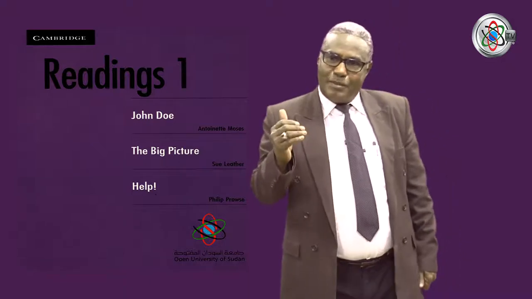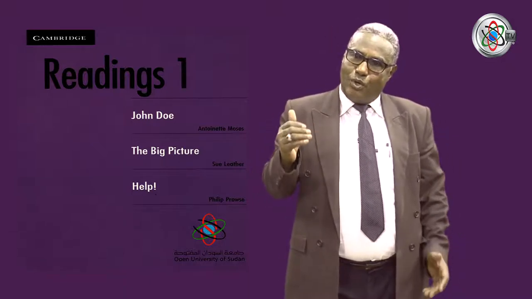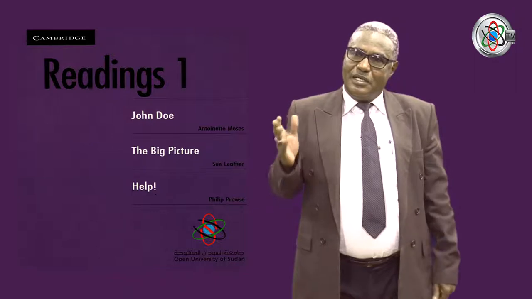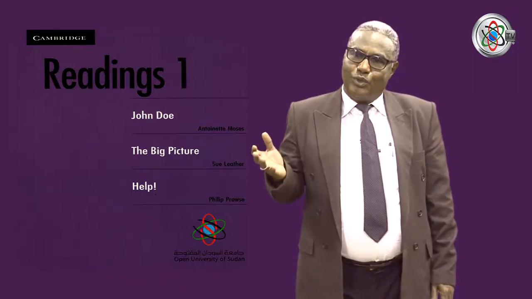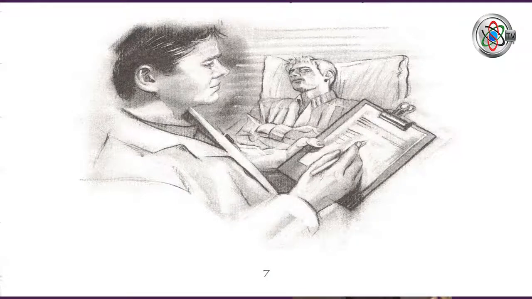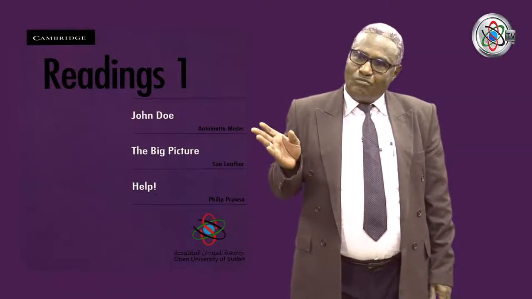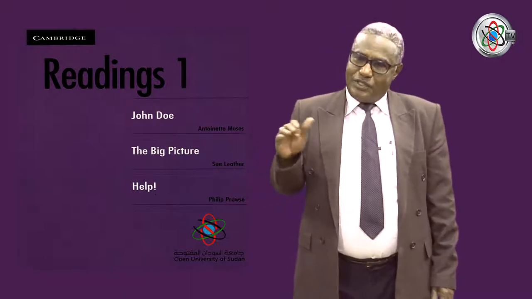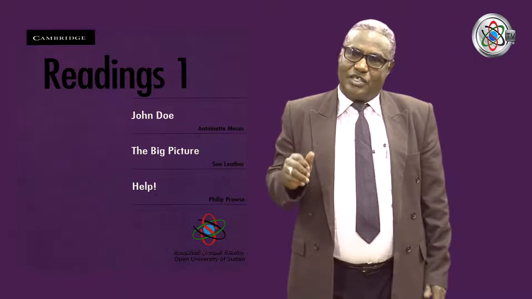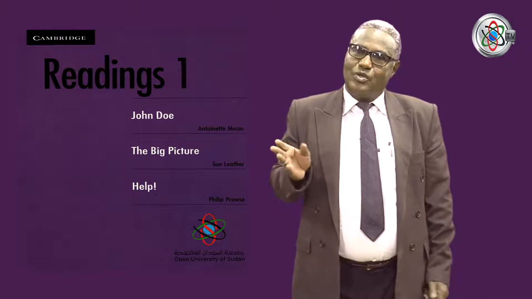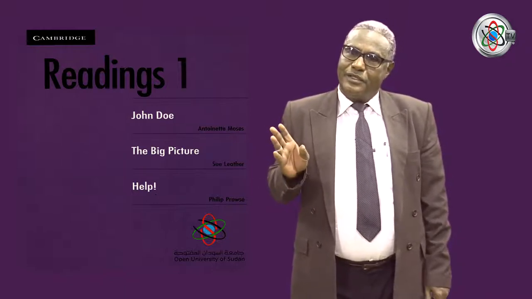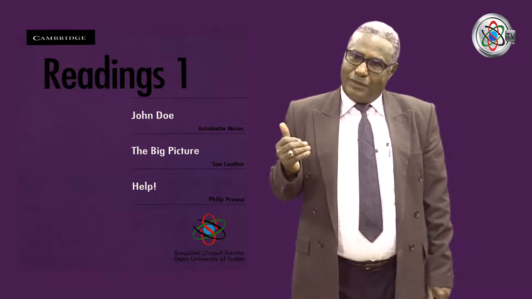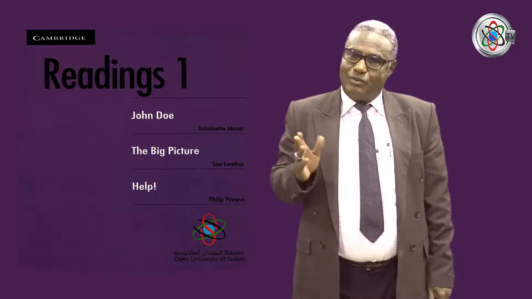Here, readings number one, this book, lies in three different stories. Number one, the story of John Doe. Usually we use the name John Doe for a character that is unknown. If the name of the character is unknown, we call him John Doe. This is actually in British fiction. This story is written by Antoinette Moses. John Doe, the first story in readings number one.